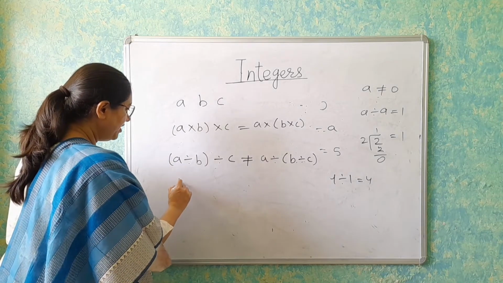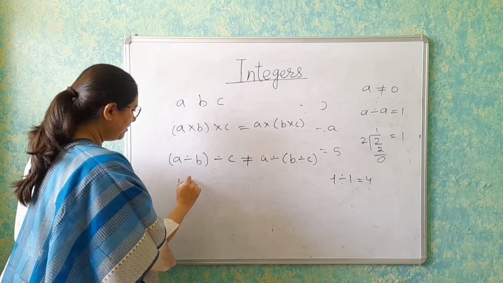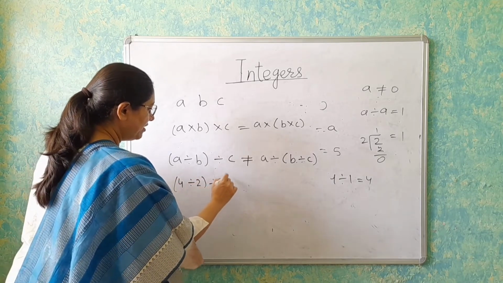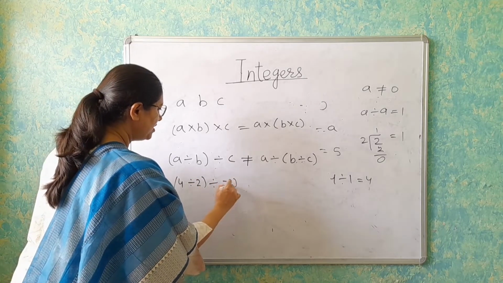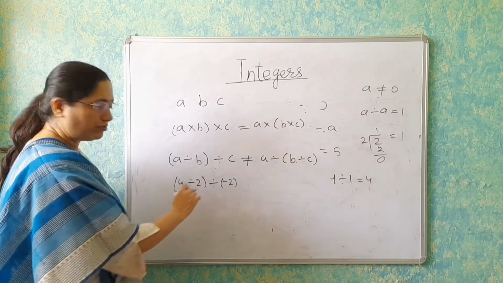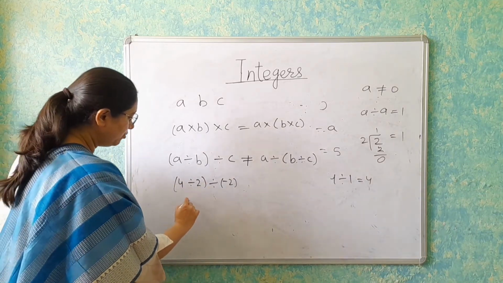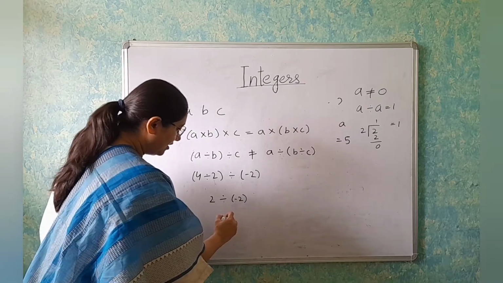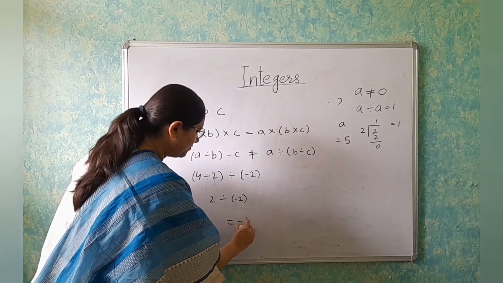Suppose I have the integer 4 and I divide it by 2. And now I will divide it again by minus 2. First we will do the calculation. 4 divided by 2 is 2, and divided by minus 2, the answer is minus 1.